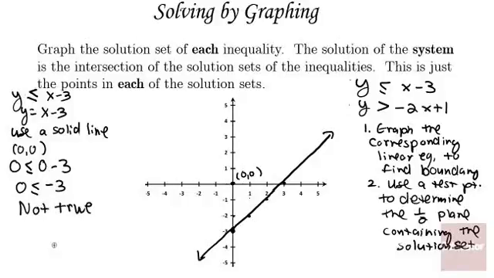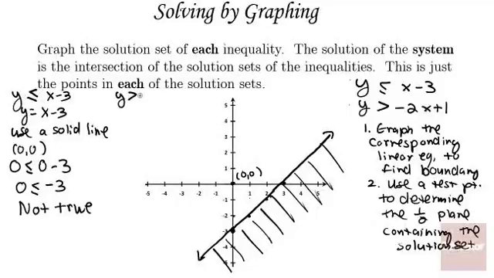Since that is not true, that means that the solution set is not in this upper half plane. 0, 0 is not part of the solution set. Therefore, the solution set is in this lower half plane. Okay, that is the solution set for this inequality. Now let's work on the other one. Here, y is greater than negative 2x plus 1. Corresponding linear equation, y equals negative 2x plus 1.